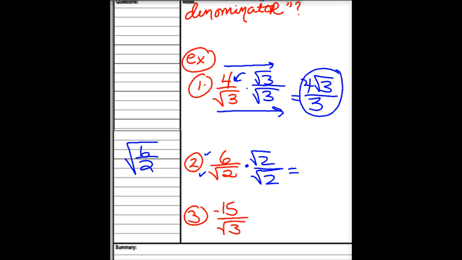And what do I get? On the top, one's in, one's out, so I can't combine them. I get 6 root 2. On the bottom, root 2 times root 2 is 2. Now I ask myself, can I clean it up? And the question becomes, can I cancel anything? I can't cancel the 2's because one is out and one is in. So this and this will not cancel. Again, that really is not a 2 on the top.